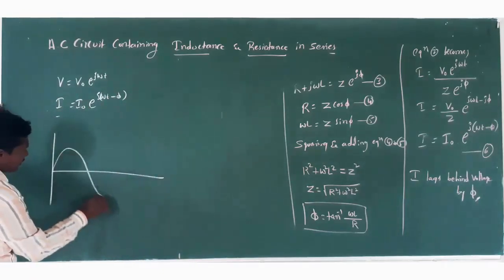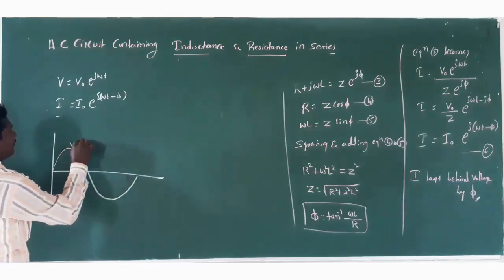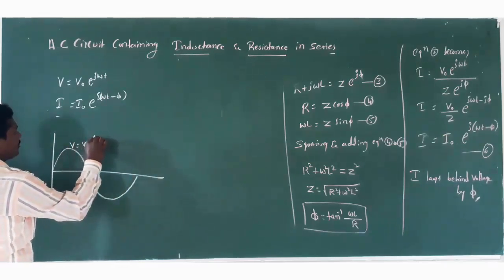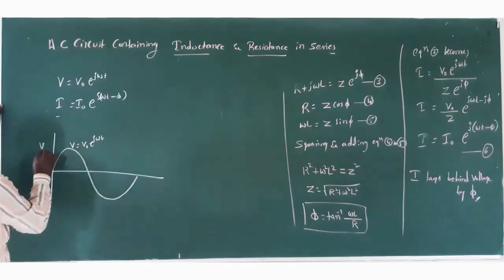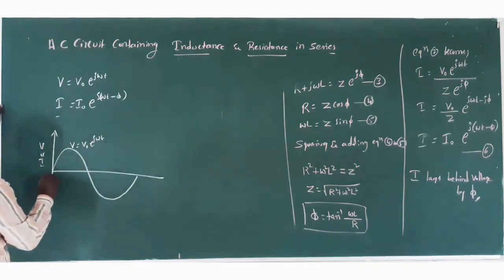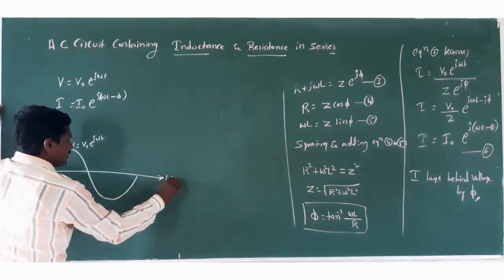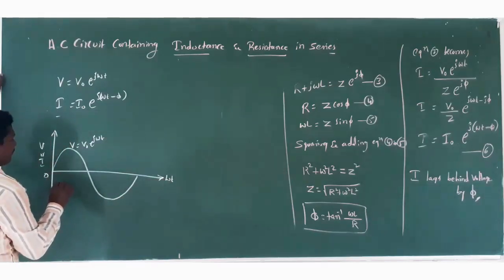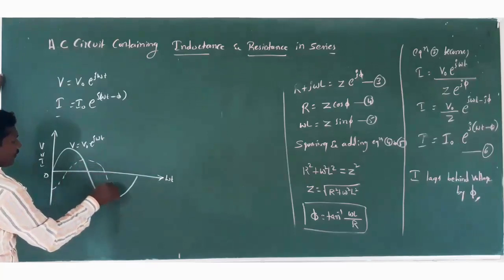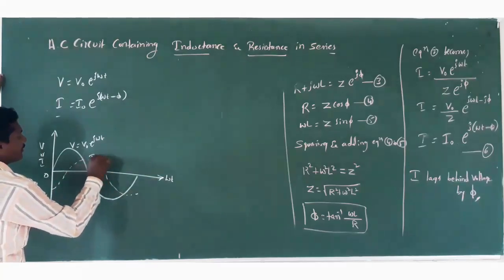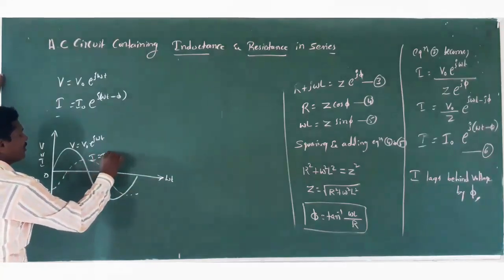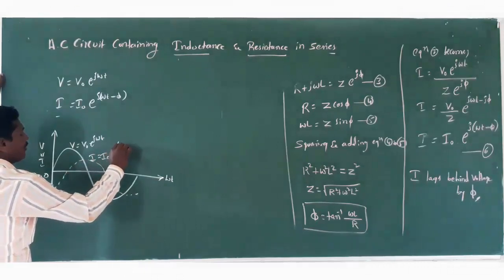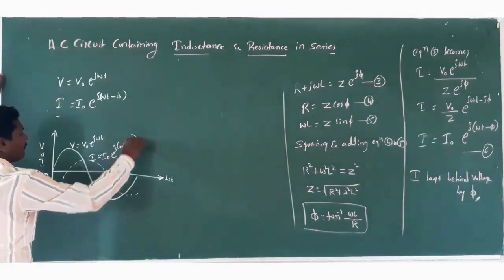Let us consider this represents a voltage wave, V is equal to V naught e raised to j omega t, voltage or current along the y axis and along the x axis is omega t, and this represents a current wave I is equal to I naught e raised to j omega t minus pi.